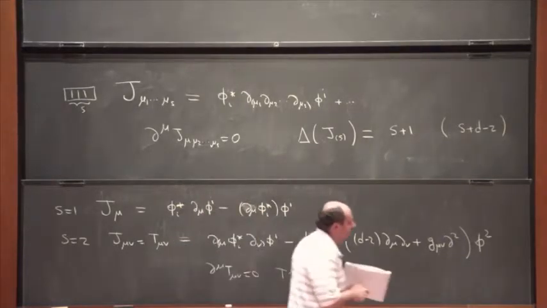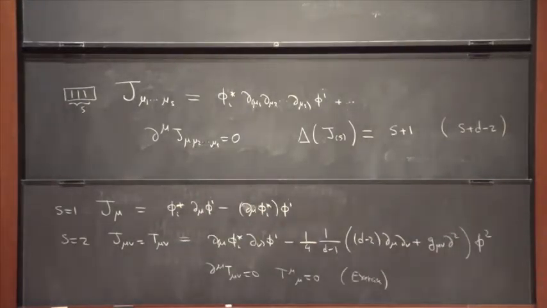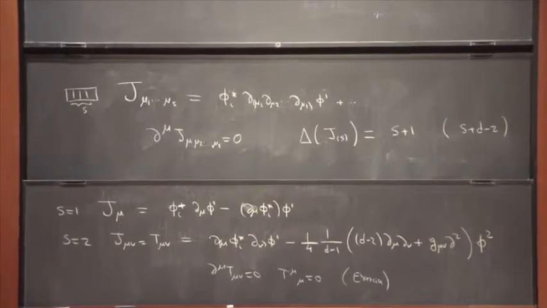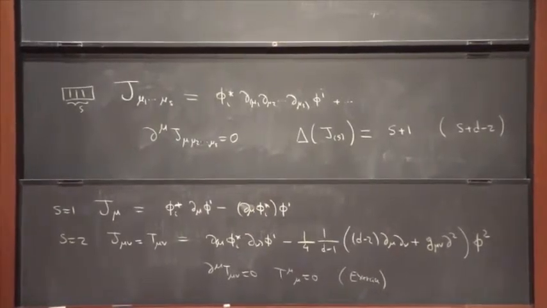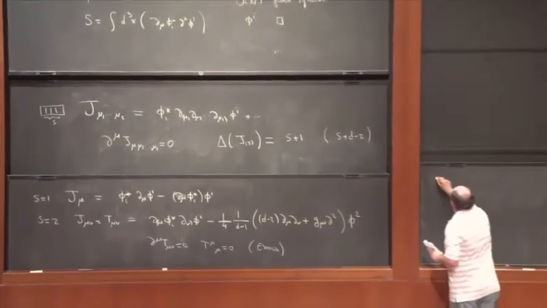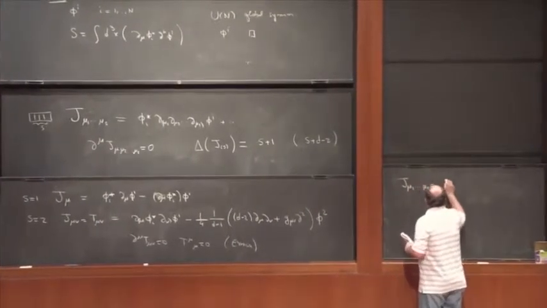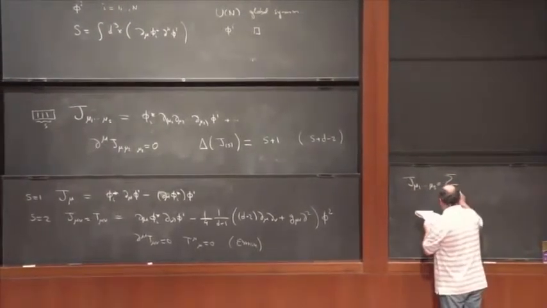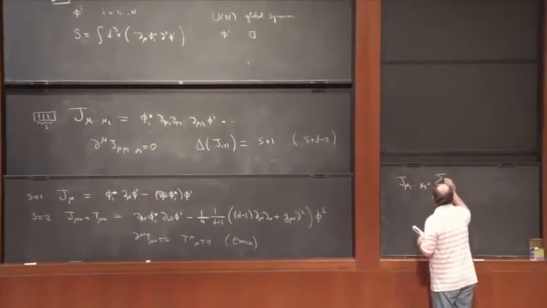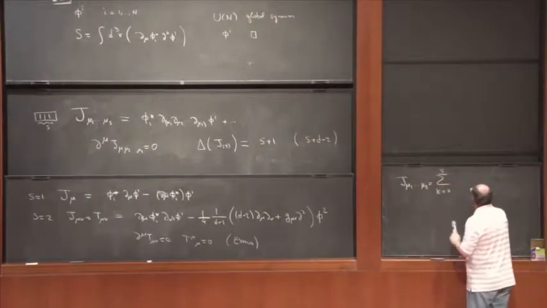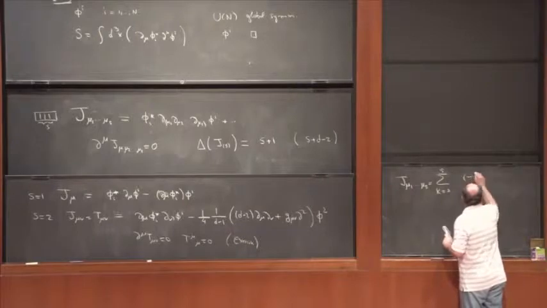So for completeness, let me also give you the general expression for the general spin s currents. It's given by this. I'm afraid that I will not be able to write this here.